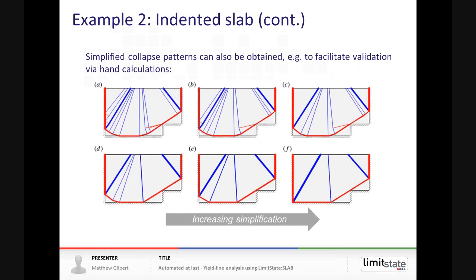And to address the latter, one of the things that we have explored is methods of simplifying the mechanism that's identified. So the solution obtained in A is actually better than the solution shown, for example, in C, D, E, and F. But if you were doing a hand calculation to check the solution, then you'd far rather check the solution shown in F than you would the solution in A. So this is something that we're considering including in a forthcoming version of LimitState SLAB, although we haven't yet. We'll find out whether this is something that customers would find useful or not.